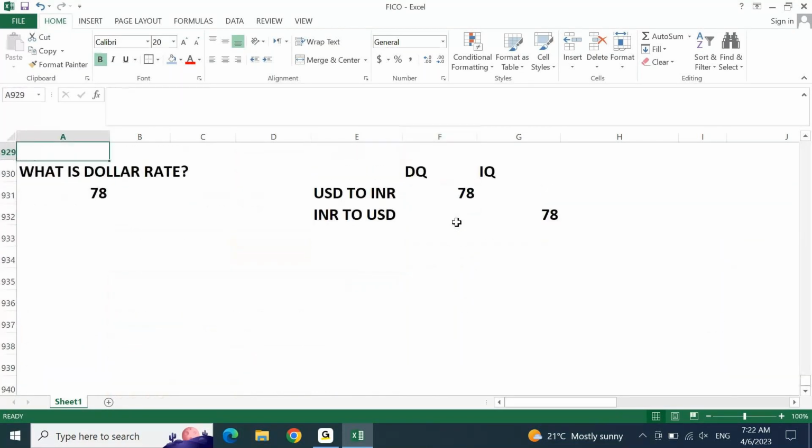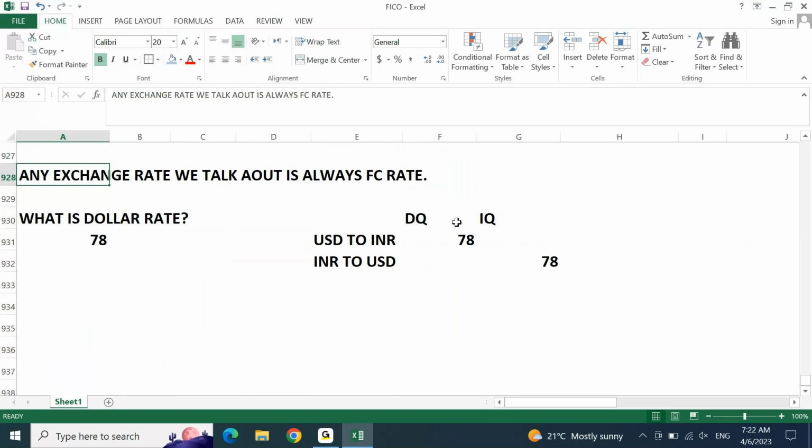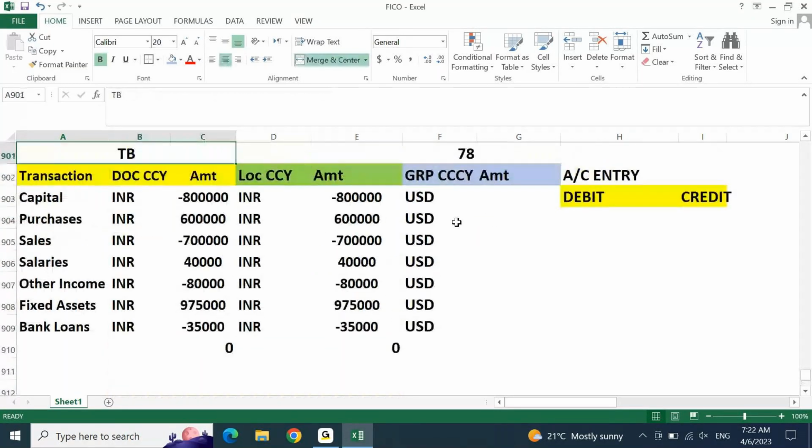Somewhere we have written one line here: foreign to local. Any exchange rate we talk about is always what rate? Direct quotation: foreign currency rate. Now for foreign currency rate, to local currency and local currency rate to foreign currency.